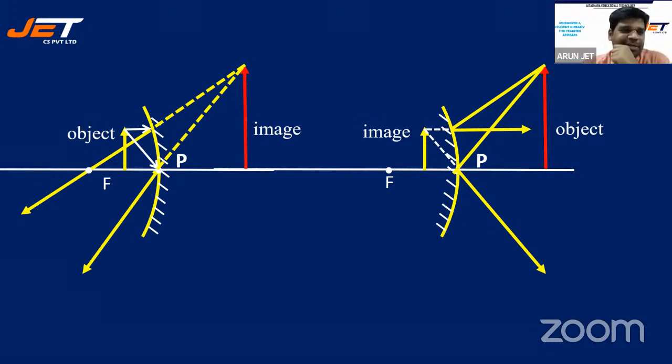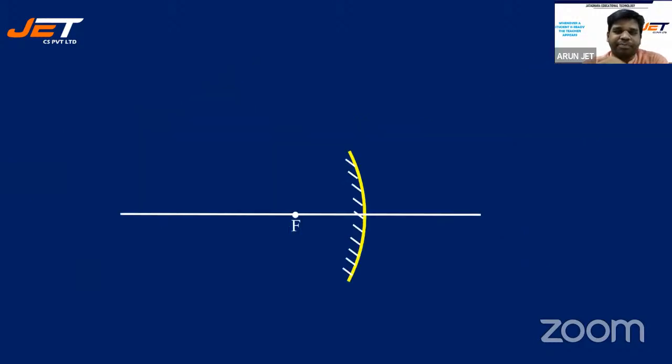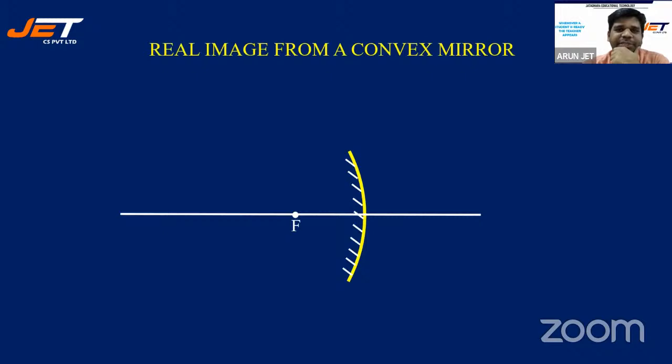Alright, good. Now let us look at the next case. Students, here you have a convex mirror. You have a focal length f. Now look at the statement, students. Real image from a convex mirror. Can a convex mirror form a real image? Can a convex mirror form a real image, students?